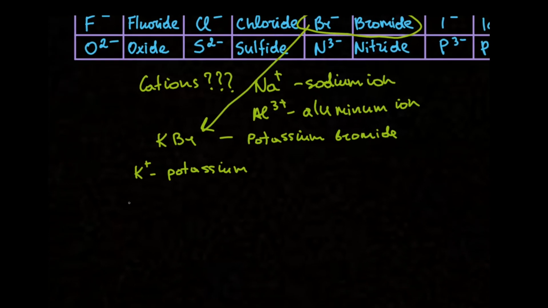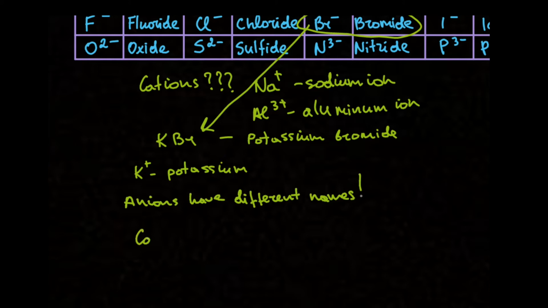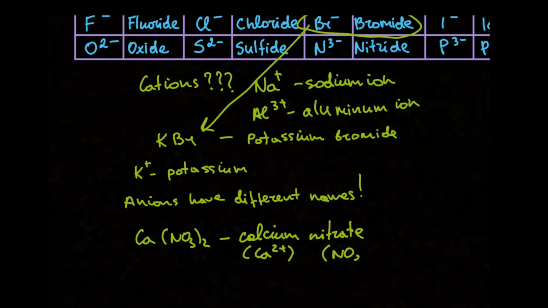Please note that anions have different names than their elements, so we need to memorize the names of the anions I drew in the table. Let's do a few more examples. In this case, we have Ca(NO3)2. The name of this molecule would be calcium nitrate: calcium for Ca2+ ion, and nitrate for NO3- ion.